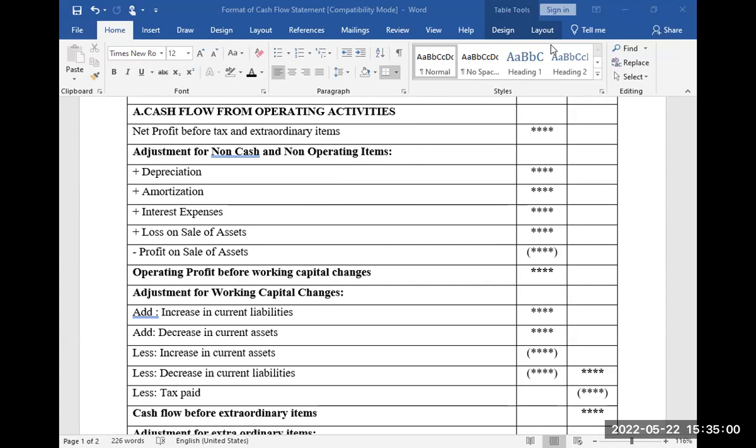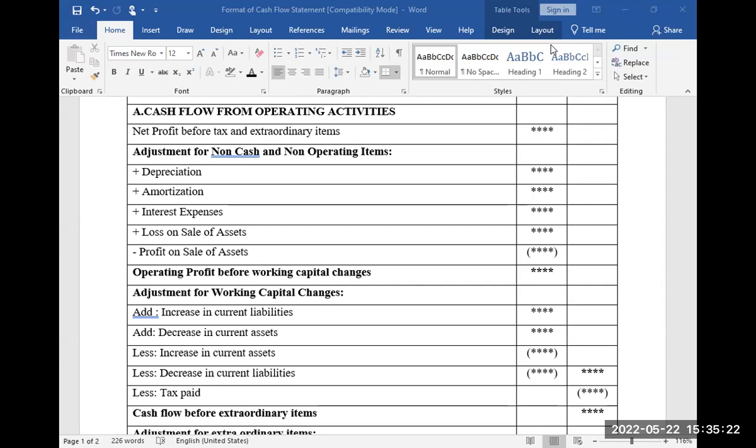Next, payment to creditor is an example of operating activity. Advance payment to supplier is operating. Payment of all operating expenses is operating activity. That's all. Okay, now come to this.